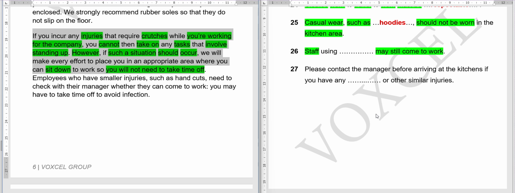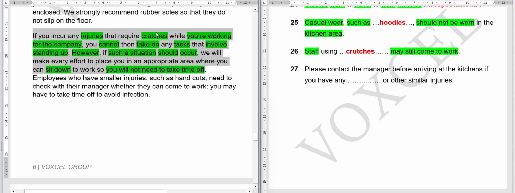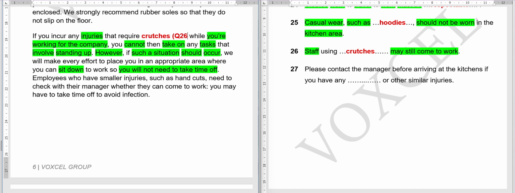Okay, time's up, but I'm going to write the answer here and see whether you were able to figure out the correct answer or not. And the answer is crutches. First, let me mark the answer. Question number 26. So, how did we arrive at this answer, crutches?